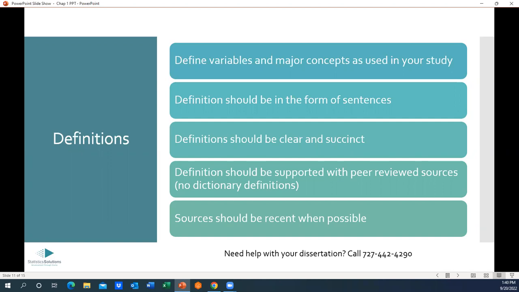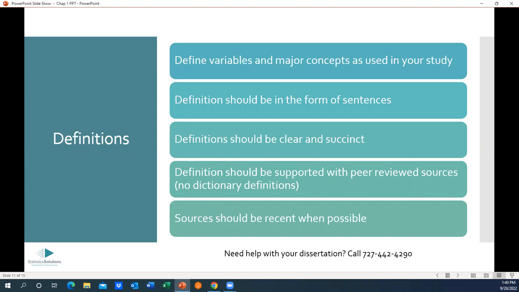Definitions are not discussions, right? This is not a place to have a discussion about a term, like, well, so-and-so defines this term this way, and somebody else defines it a different way. No, it's not a discussion. We want to know here how you're defining this term for your study. And the definition should come from the literature. They should be clear and succinct.